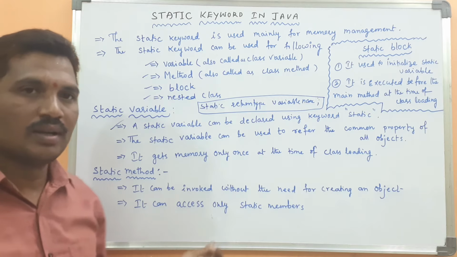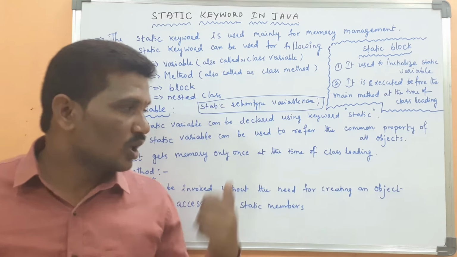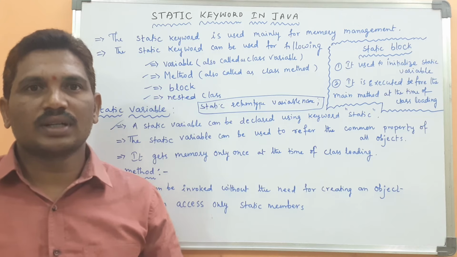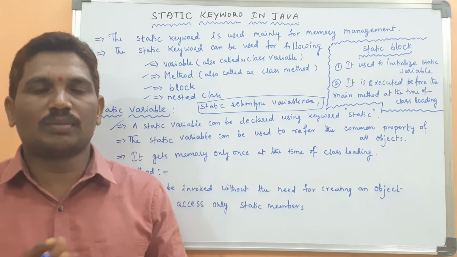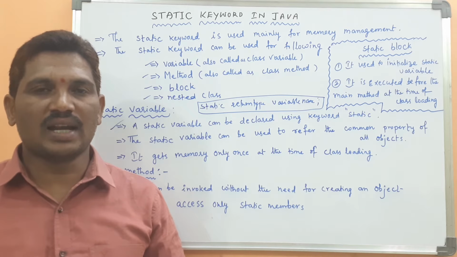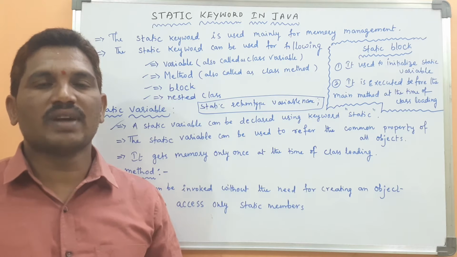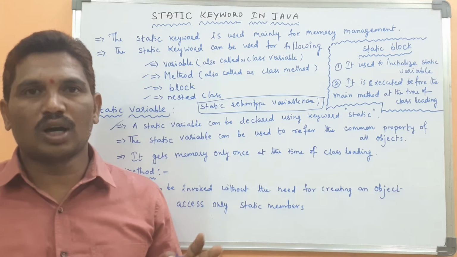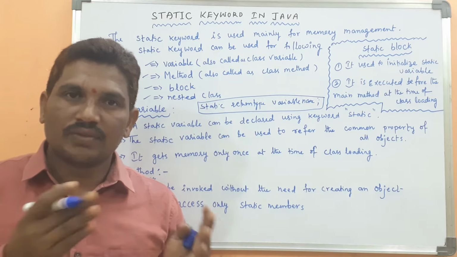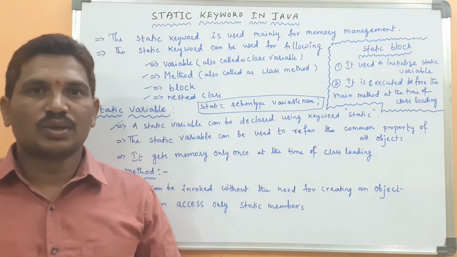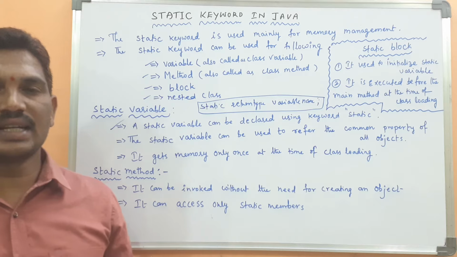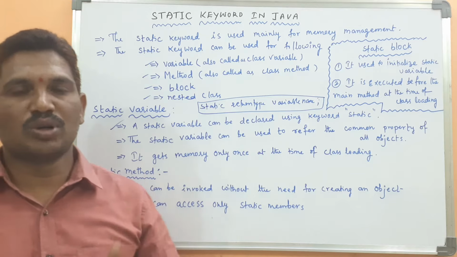The second point is that a static variable can be used to refer to the common property of all objects. The static variable value can be shared among all the objects of the class. Whenever the static variable value is initialized, that value is shared with all objects of its class. If you create 100 objects of a particular class, all 100 objects can share the static variable value.